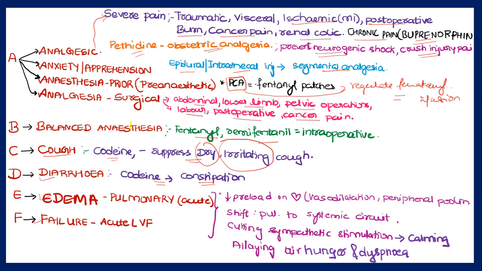The reason is it reduces the preload on the heart by vasodilation as well as peripheral pooling of the blood. It also shifts the blood from the pulmonary circulation to the systemic circulation, thereby reducing pulmonary edema. It also cuts down the sympathetic stimulation, thereby leading to a calming effect, and it reduces the workload on the heart. It is also used for allaying air hunger as well as dyspnea due to respiratory depression.